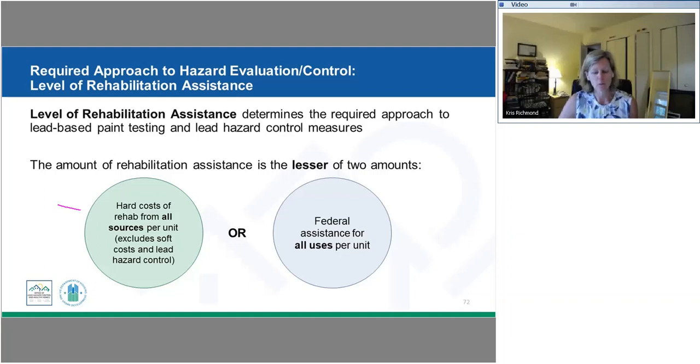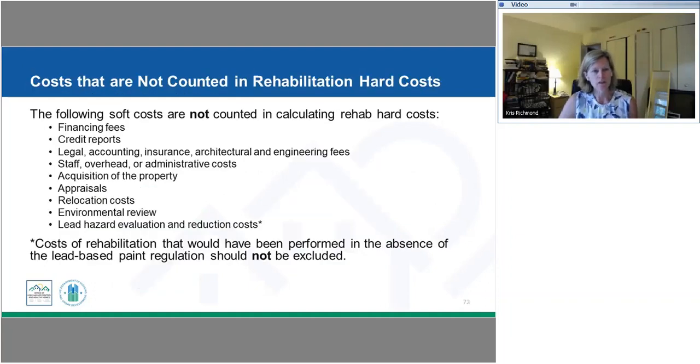What do we mean? What will we be excluding? Well, here are some of the items that you could exclude. They would not be counted in that rehab hard cost. We would subtract that from the rehab hard cost. So these might be financing fees, credit reports, overhead administrative costs, appraisals, relocation costs, environmental review, and then lead hazard evaluation and reduction costs. These could also be excluded, but we want to be looking at intent.